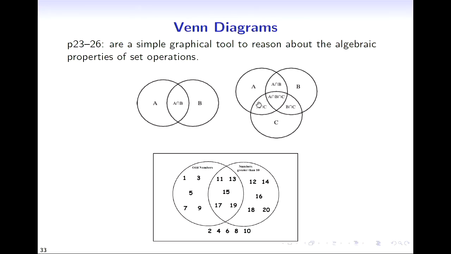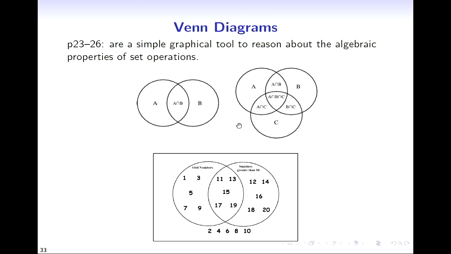For example, this region here would contain all elements that are in A and in C. In other words, this denotes the intersection of A and C, and this contains all A and B and C. Now you have to be a bit careful with reading this, because actually A intersected with C is this whole area here. All the elements that are in this circle and all the elements that are in this circle.